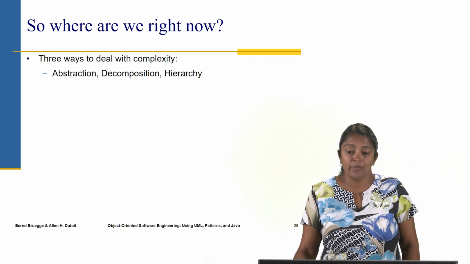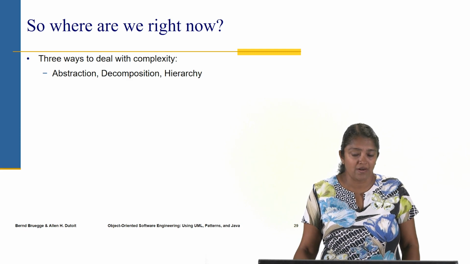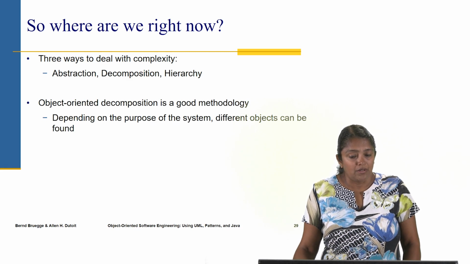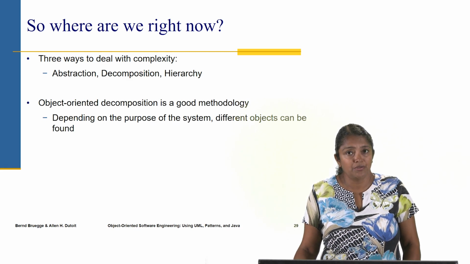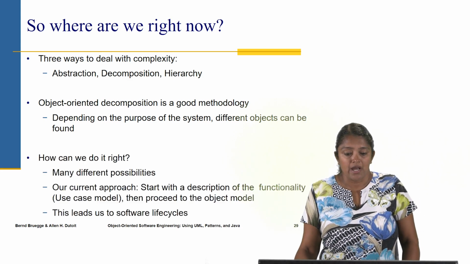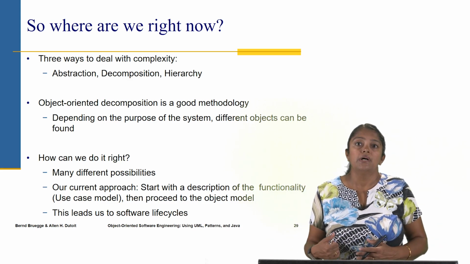So basically what we looked at is three different ways to deal with complexity: abstraction, decomposition, and hierarchy. And then we also saw that decomposition can be done either through object-oriented decomposition or functional decomposition, and it's a good idea to apply both.